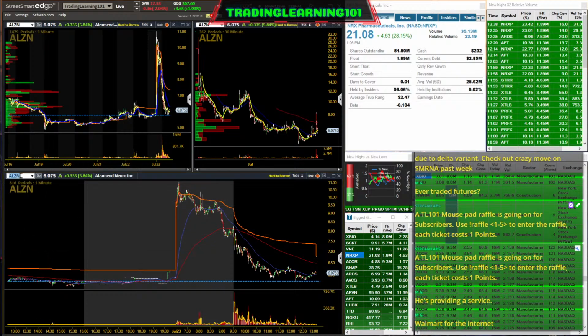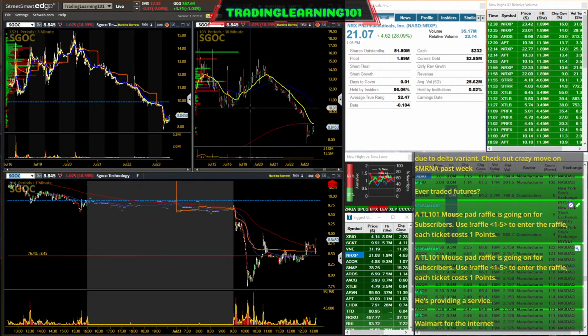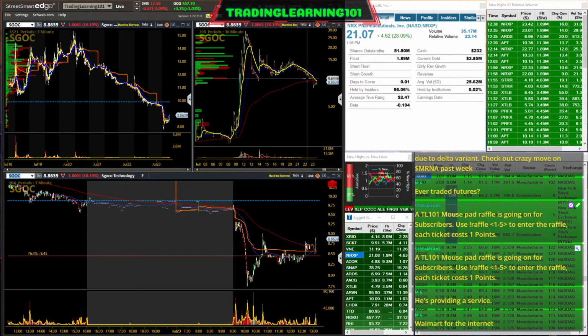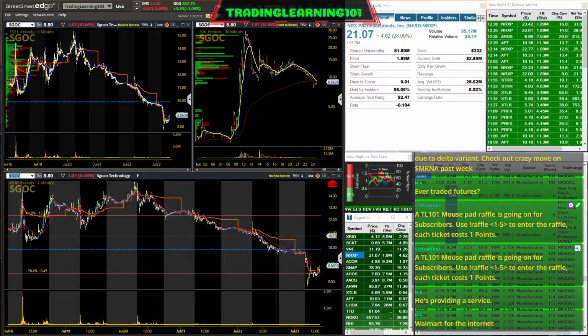Man, you know what really got crumbled? A lot of stuff, but SGOC. This thing got hammered from 12.50 all the way down to 8. This could start to perk up and have a good snap on it. Will it?